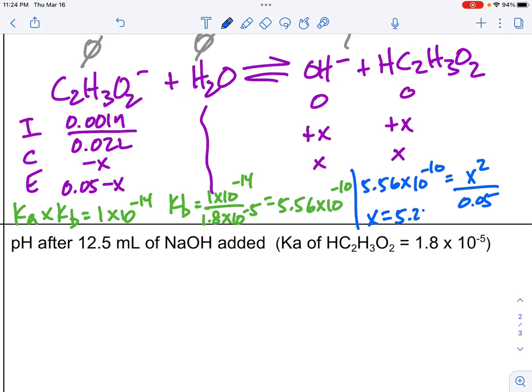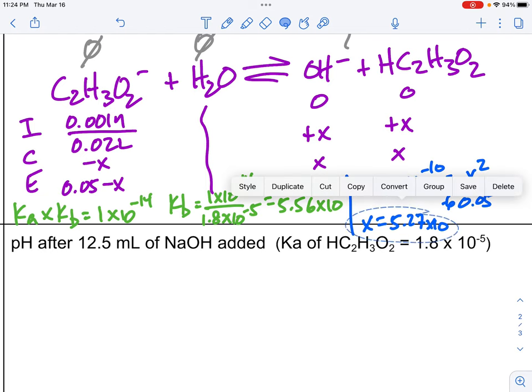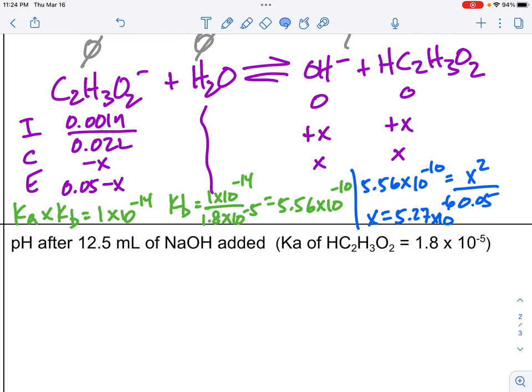5.27 times 10 to the minus 6. Sorry, I squeezed that in there a little bit too tight. Okay. So 5.27 times 10 to the minus 6. That didn't work very well. All right. So move that over.